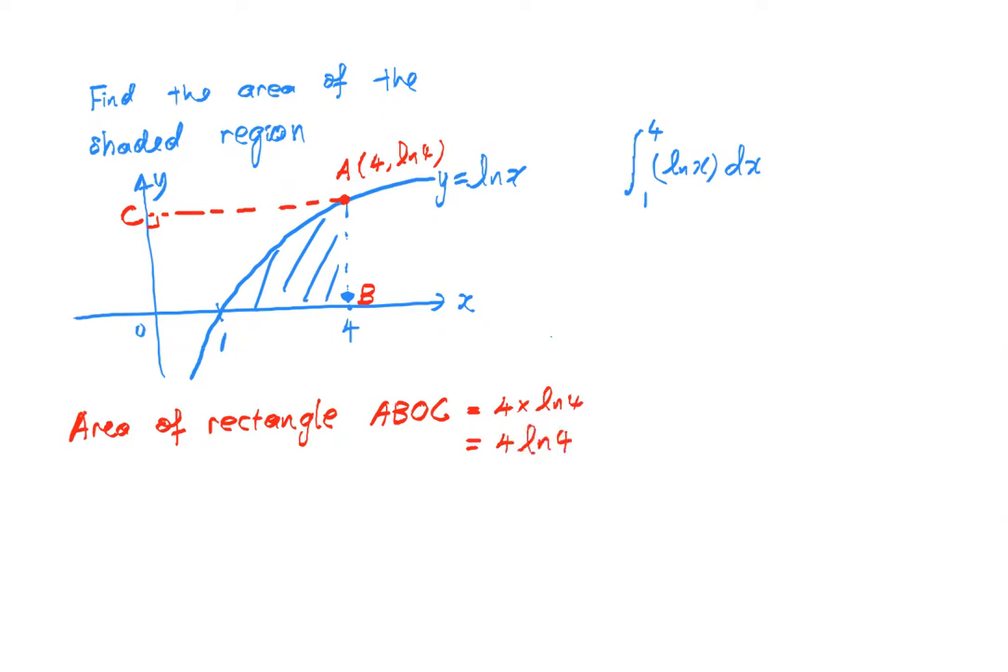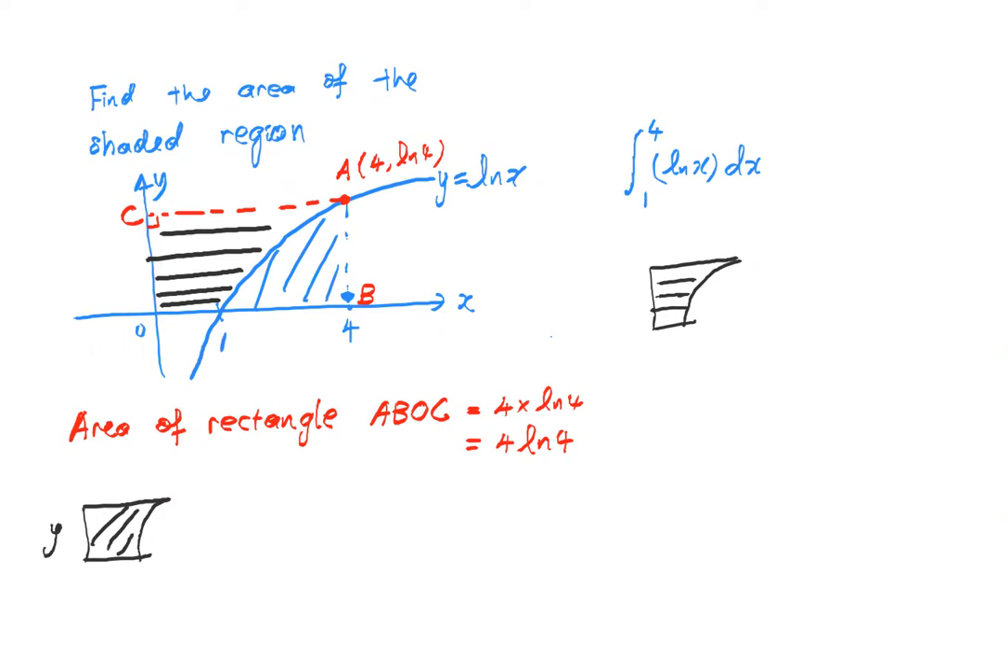But in order to get the blue color, I have to take away something. Am I right? I have to take away this area. How do you define the black area? How do you define this?